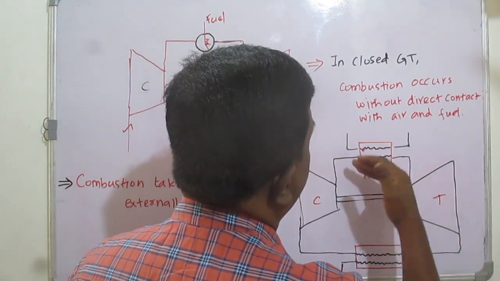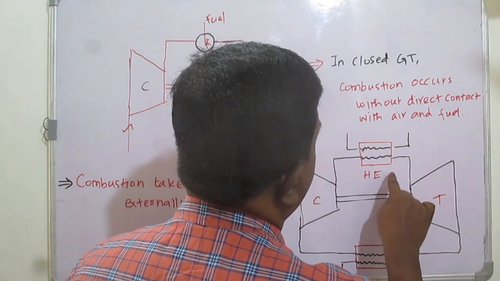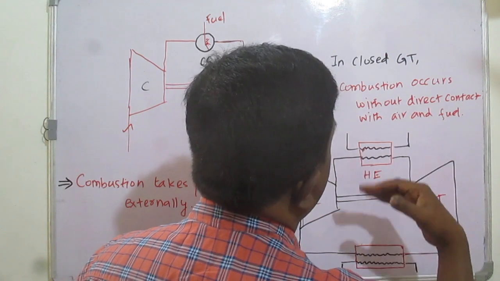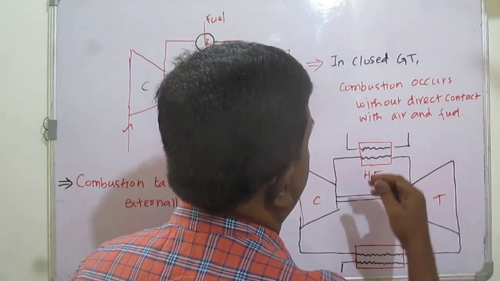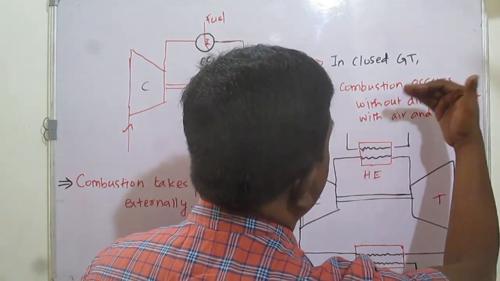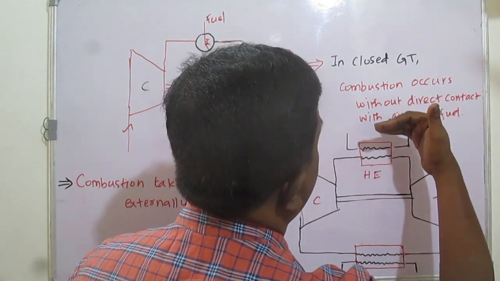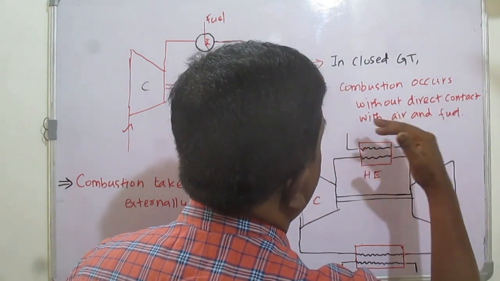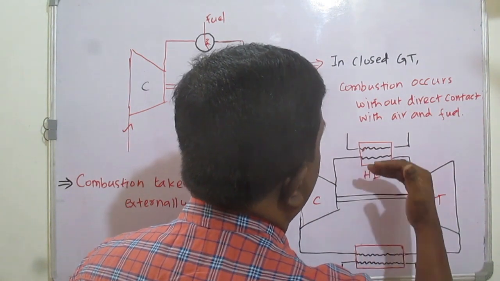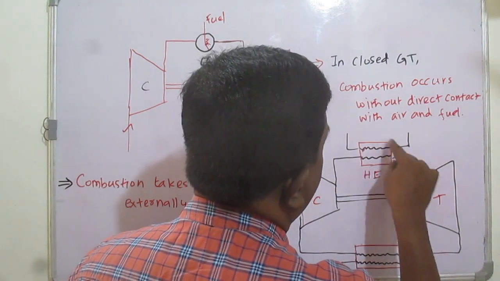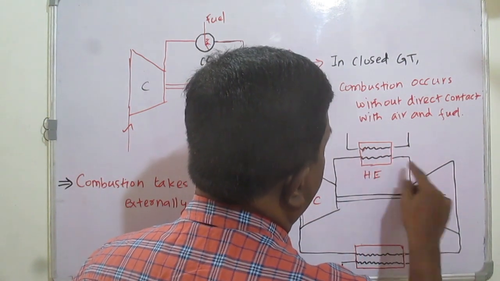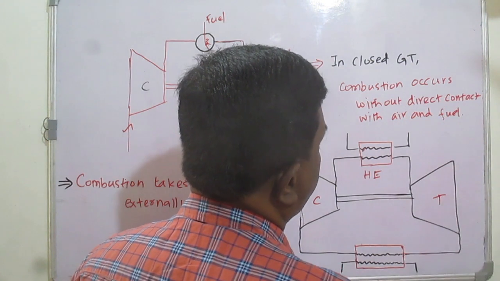The importance of the combustion in this process is that air and fuel don't come in contact with each other. Because the air is in one container and the fuel is outside the container, it is burnt and generates heat. That heat is transferred to the container, or heat chamber. That is how the air or working fluid is heated up, and then it is sent to the turbine to produce the useful output.